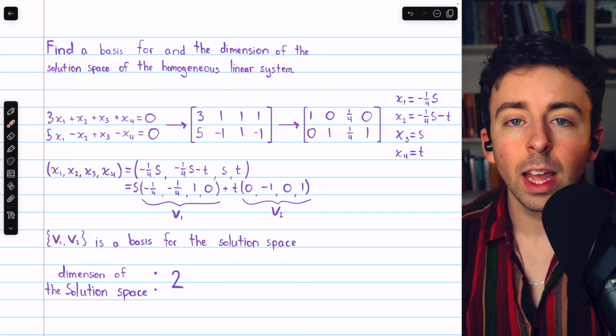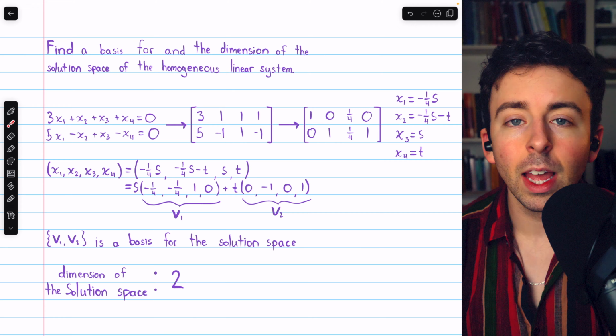To find the dimension of the solution space, we'll need to find how many vectors are in the basis. So we'll need a basis for the solution space. And to find a basis for the solution space, we need to solve the system. So let's represent the system with its corresponding coefficient matrix. We, of course, don't need to include the constants since they're all zero.